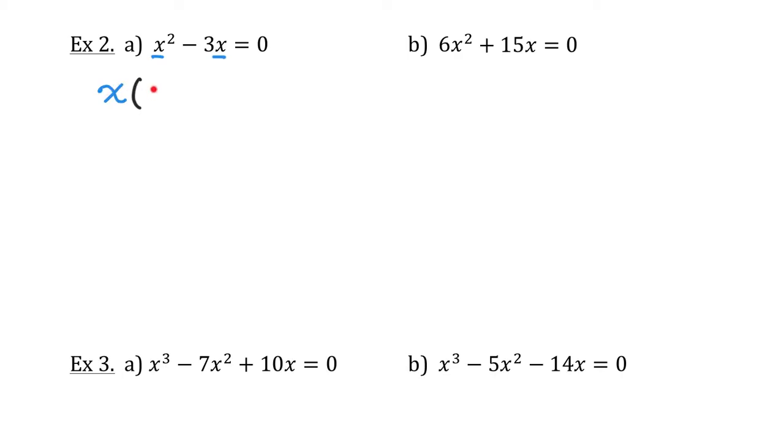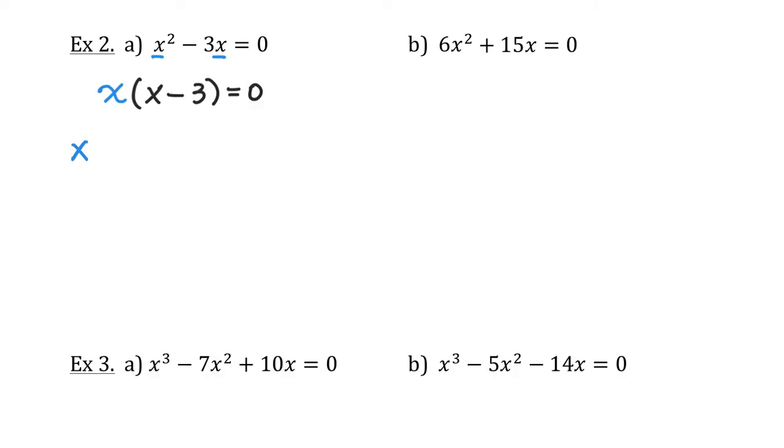Okay, so x times something to get x squared, I need another x. Minus, to get 3x, x times 3 is 3x. Okay, and then it equals 0. Let's see, this looks good. There's nothing else to factor, so I'm going to go ahead and solve it using the zero product property.